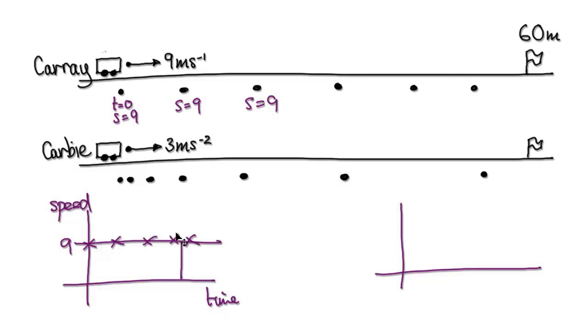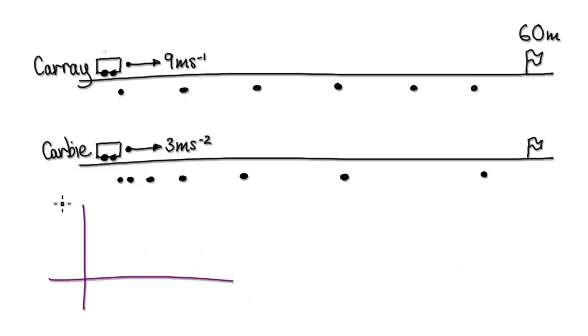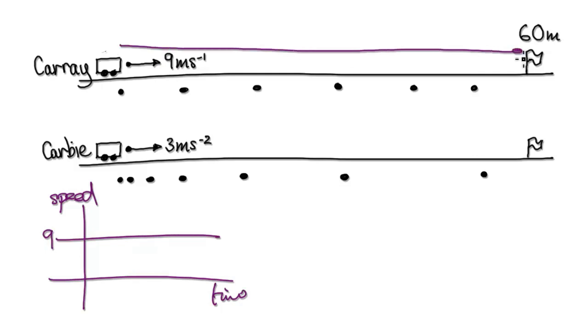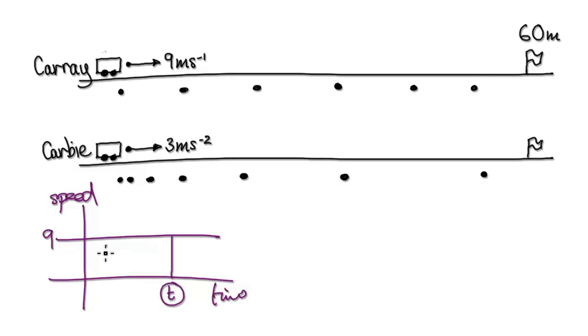So when you do this, all you have to do is this. Your speed time graph will look like this. And then label this as 9 because the speed is always 9. And you're looking for a time, remember, the area underneath the graph represents the distance traveled. So you want to find a value of t, a time t, where this area here will be 60. So you want this to be 60.